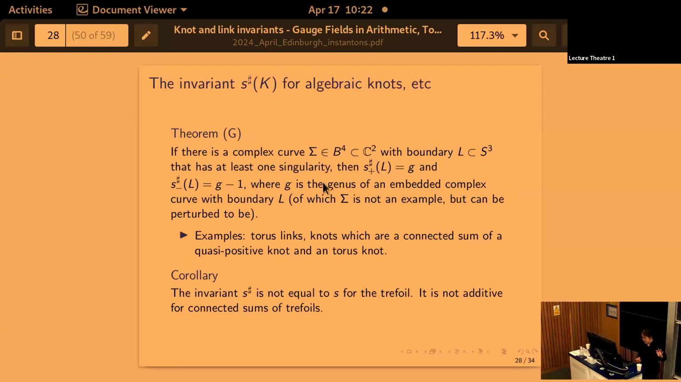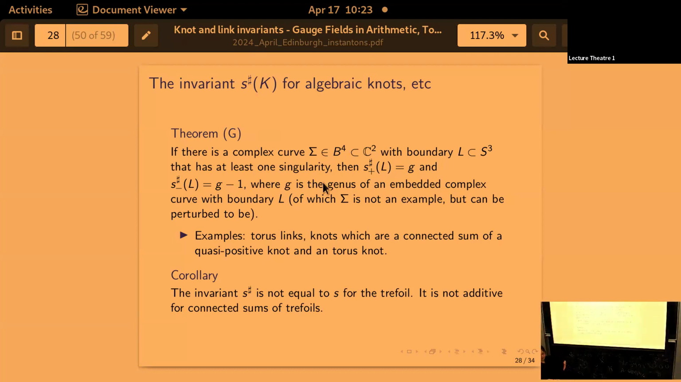then I was able to show that if you have a knot in S3 that bounds a complex curve, basically a polynomial, so I was saying that torus links bound the polynomial x to the m equals y to the n. So if your knot bounds a polynomial with at least one singularity, so for example, x to the m equals y to the n has a singularity at 0, with at least one singularity, then I was just able to figure out what the S sharp plus and S sharp minus were. So I just computed them and they're equal to the genus and the genus minus 1.